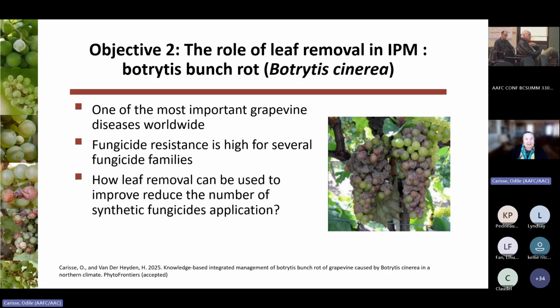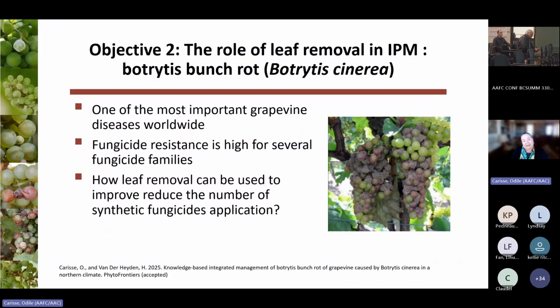However, we didn't know exactly how that could be integrated in IPM programs. In other words, how can we skip some fungicide treatments because of the leaf removal treatment? So we did the experiment, sorry, both for anthracnose and botrytis bunch rot. But I will present only the results for botrytis because of the time we have today. So we selected botrytis bunch rot because, at least in Eastern Canada, I'm not quite sure about the western or other parts of the country, it's definitely one of the main diseases.